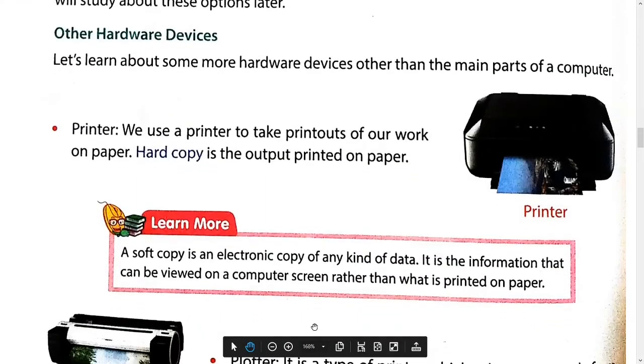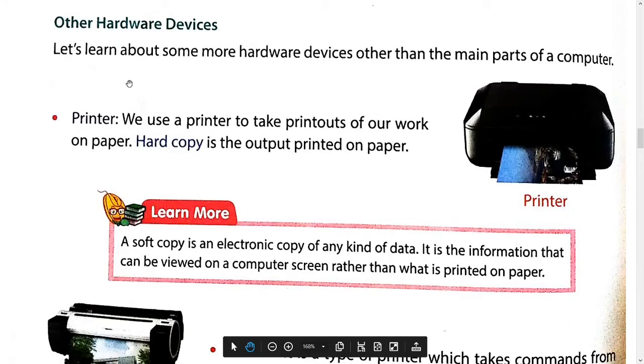Then other hardware devices. Let's learn about some more hardware devices other than the main parts of the computer. Printer. We use a printer to take printouts of our work on paper. Hard copy is the output printed on paper. What result or output we get on the paper is called hard copy. And soft copy is an electronic copy of any kind of data. It is the information that can be viewed on a computer screen rather than printed on paper.